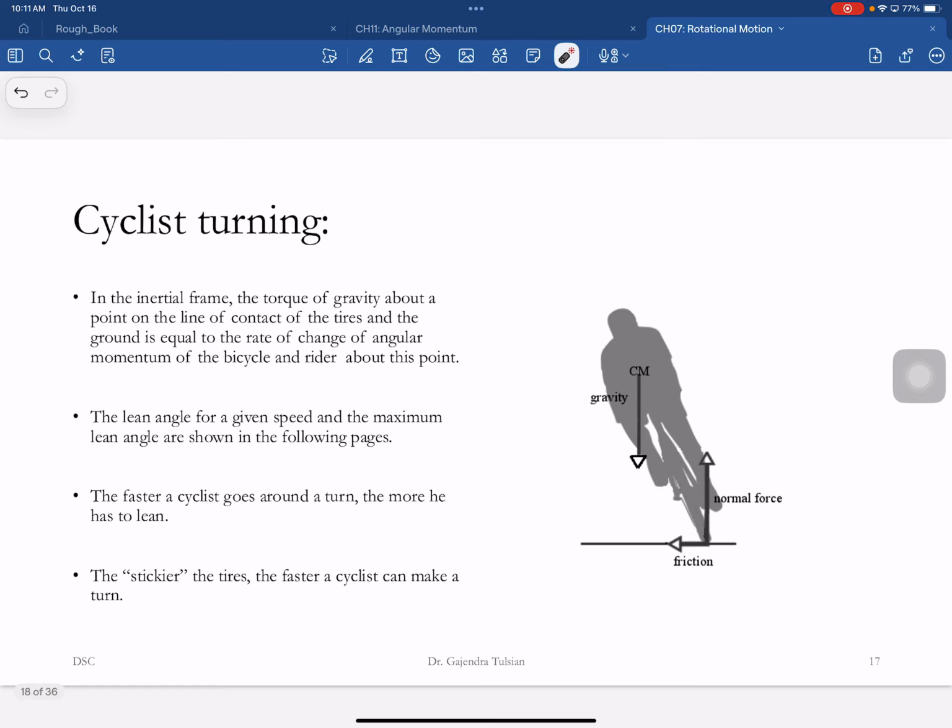So the faster a cyclist goes around the turn, the more he has to lean. Understand that. The stickier the tires, the faster you can make a turn. So if you have very non-sticky tires, then it's harder to make a fast turn. So if you wanted to make a fast turn, what can you do to make tires stickier? Heat it up. Or if you have less air, more surface is in contact and you can make it stickier.